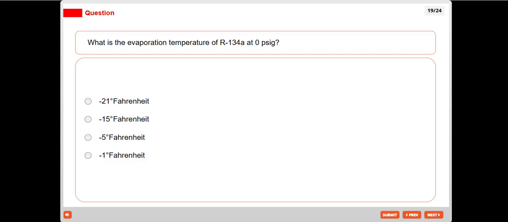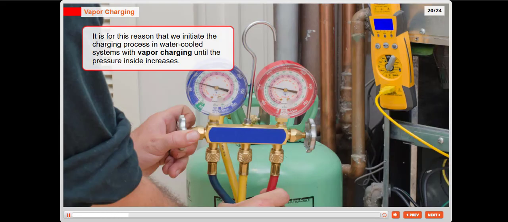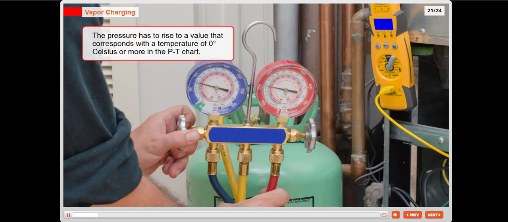What is the evaporation temperature of R134A at 0 psi? The evaporation temperature of R134A at 0 psi is minus 15 Fahrenheit. It is for this reason that we initiate the charging process in water-cooled systems with vapor charging until the pressure inside increases. The pressure has to rise to a value that corresponds with a temperature of 0 degrees Celsius or more in the PT chart.